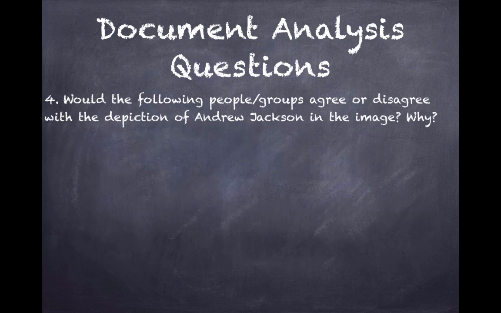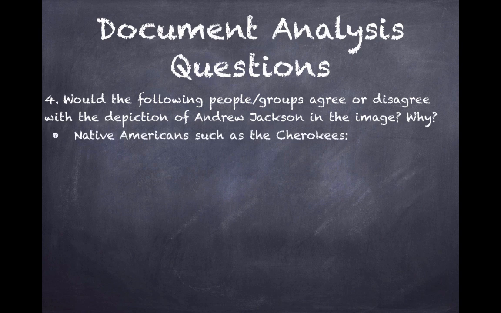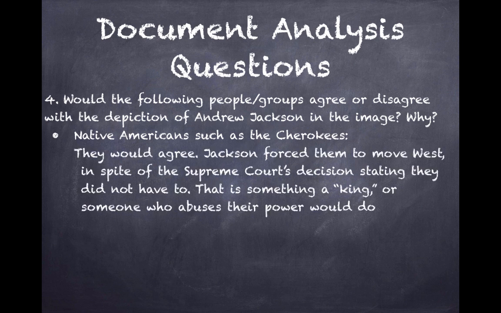So would the following people or groups agree or disagree with the depiction of Andrew Jackson in the image, and why? So we're taking this a step further. We're applying this to individual people. Well, Native Americans such as the Cherokees, would they think that Andrew Jackson is a king and not a very good leader? Absolutely they would. They would agree. Remember, Jackson forced them to move west, which ultimately led to the Trail of Tears. And he did this in spite of the Supreme Court saying that they did not have to move. So that's something that a king would do, not enforcing a Supreme Court decision.